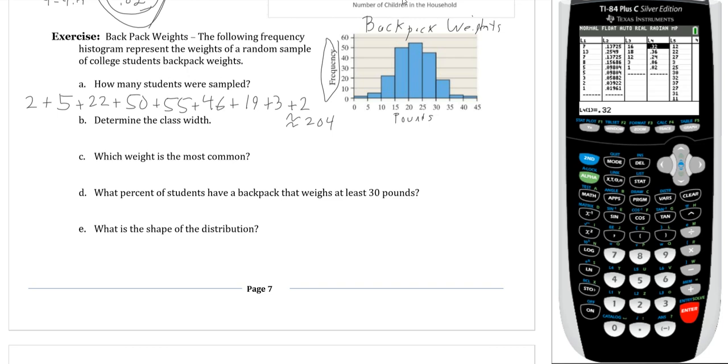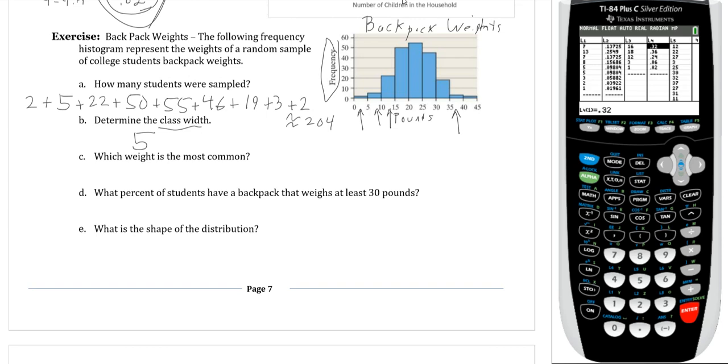One number that is more definitive, though, is the class width. The class width is how wide each class is. The first class goes from 0 to 5, 5 to 10, 10 to 15. Each of these has a width of 5. Subtracting each of those lower class limits should give me a difference of 5. 35 and 40. 40 minus 35 is 5.